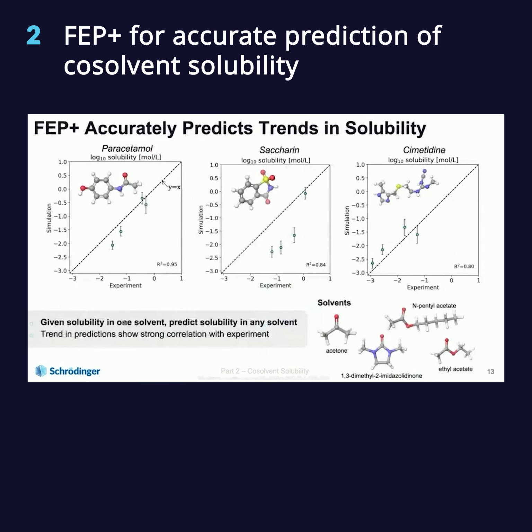So we tested this in pure solvents first, and we find that it accurately predicts trends in solubility. What's shown here are 3 different API molecules and 4 different solvents. And the trends are quite good. The R-squareds are pretty high. And if we know the solubility in one solvent, which is not shown here, with ethanol, then we can predict the solubility in any solvent.